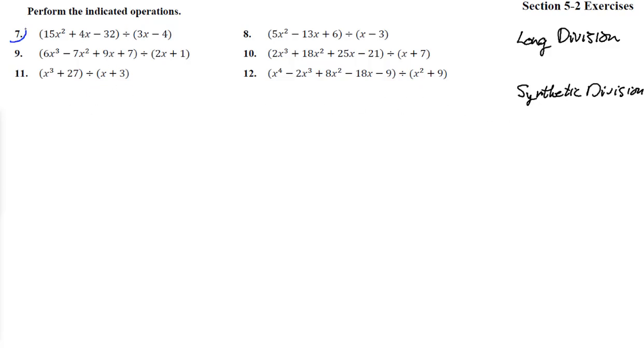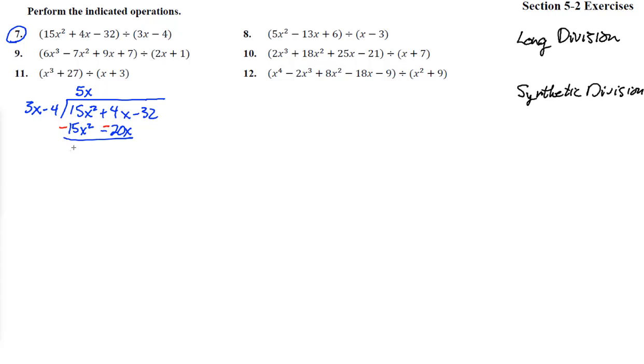So, number 7, 3x minus 4 goes into 15x squared plus 4x minus 32. And so we start working our way left to right. 3x goes into 15x squared. That'll be 5x times. If we take this times this binomial, we now get 15x squared minus 20x. Don't forget that we are subtracting right now, so I'm going to put that in another color to remind us.